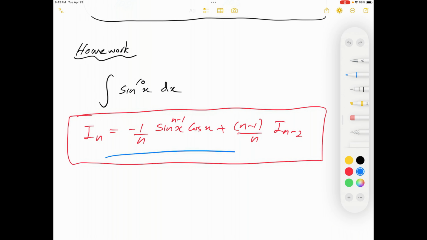The second point I need to make is this equation has I_(n-2). That means we are going to subtract 2 in each iteration from 10. Therefore, there will be a moment where you have I0. What is I0? I0 is the integration of sine 0th power x dx, which is the integration of 1 dx. This is equal to x.